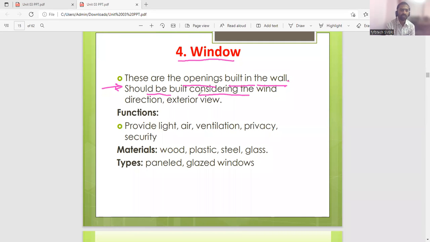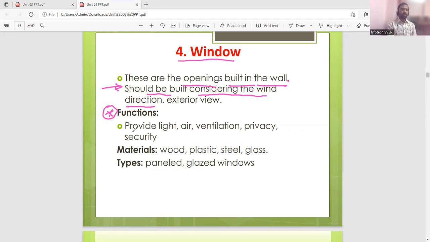It should be built considering the wind direction and exterior view.